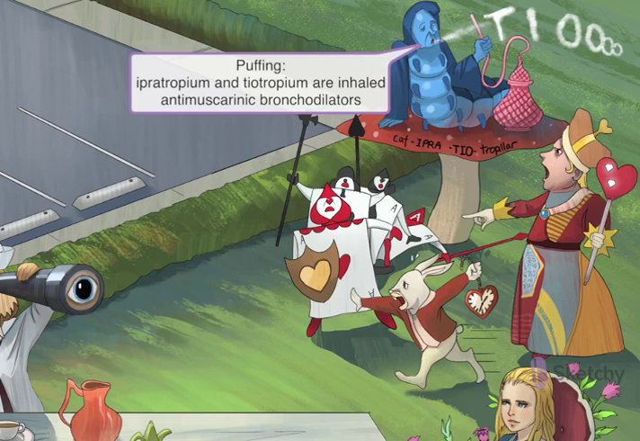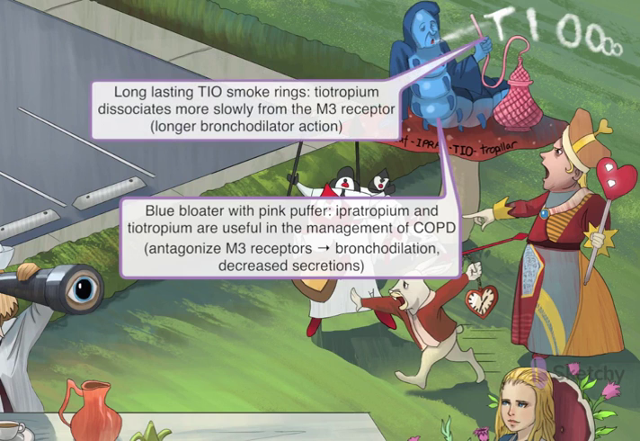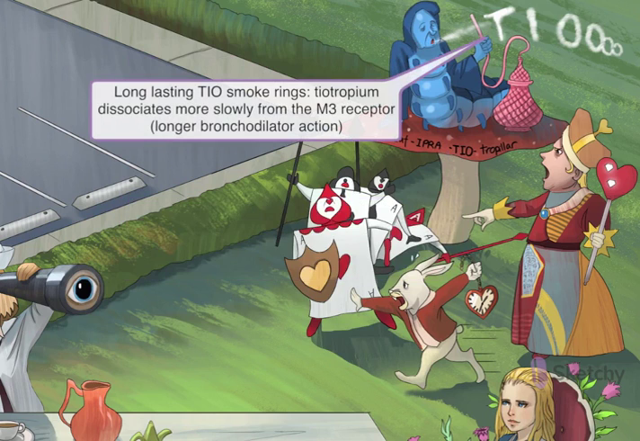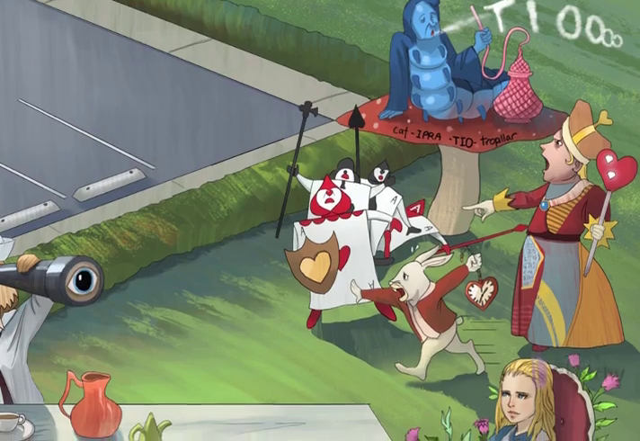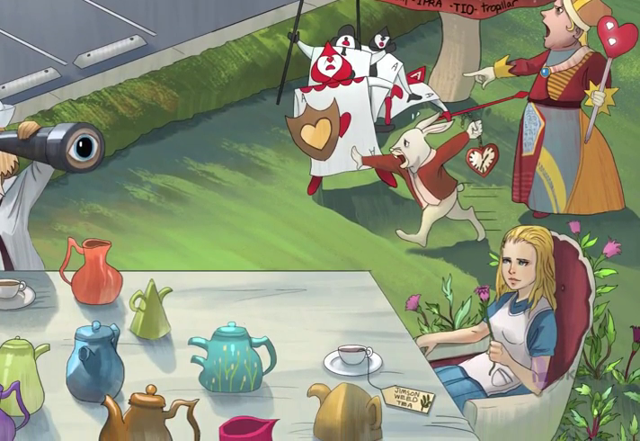Let his blue bloated appearance remind you of the chronic obstructive airway limitation caused by chronic bronchitis, emphysema, or asthma. See those TO smoke rings that trail out of the scene? Tiotropium, in particular, slowly dissociates from the M3 receptor, so it has longer bronchodilator action. It can be given once a day to reduce COPD exacerbations and increase exercise tolerance.